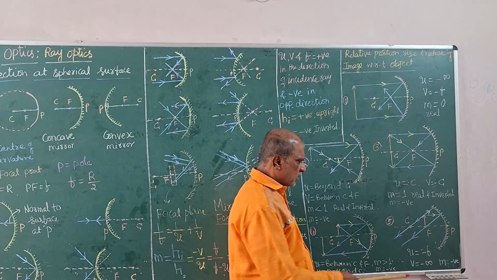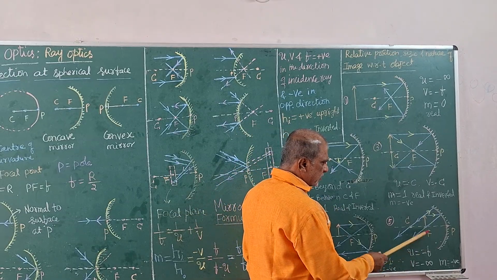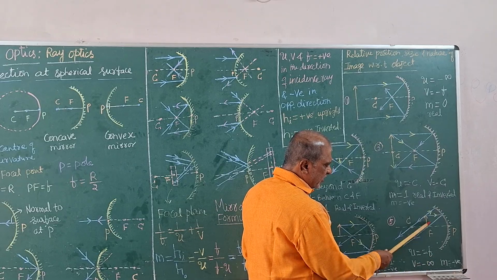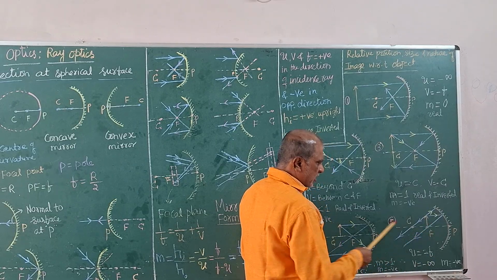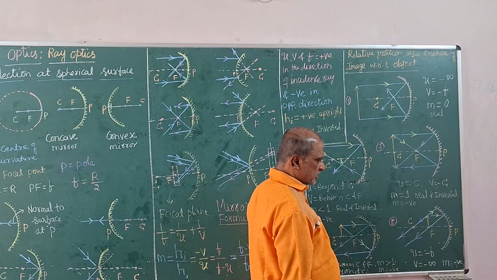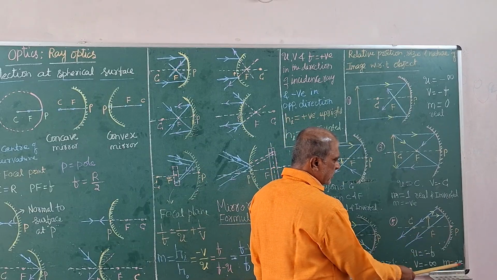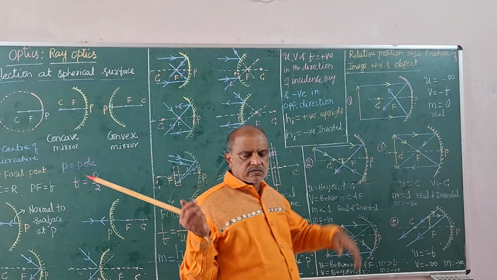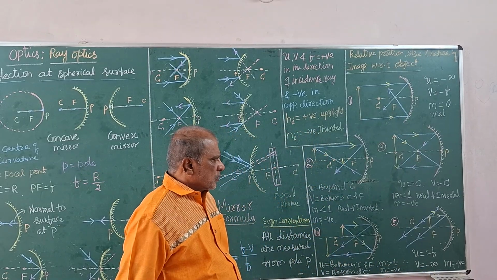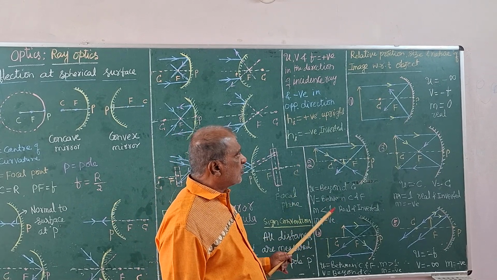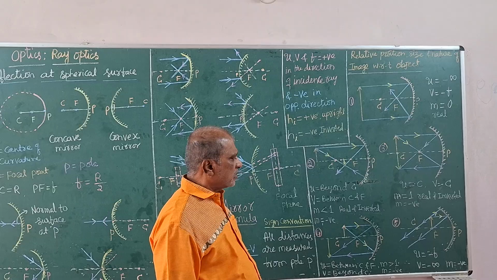There is a difference. u equals minus F, v equals minus infinity. The image is formed at infinity, minus in the opposite direction. M is minus, that is, real and inverted, which we cannot see at infinite distance. These are the 5 types of image formation in the concave mirror.